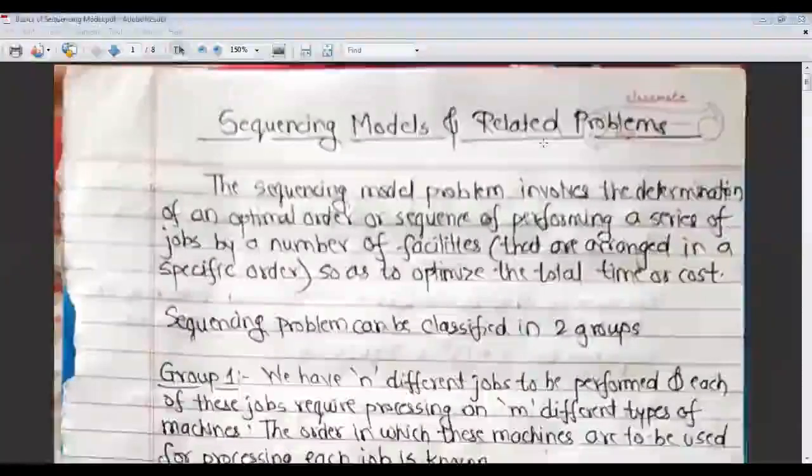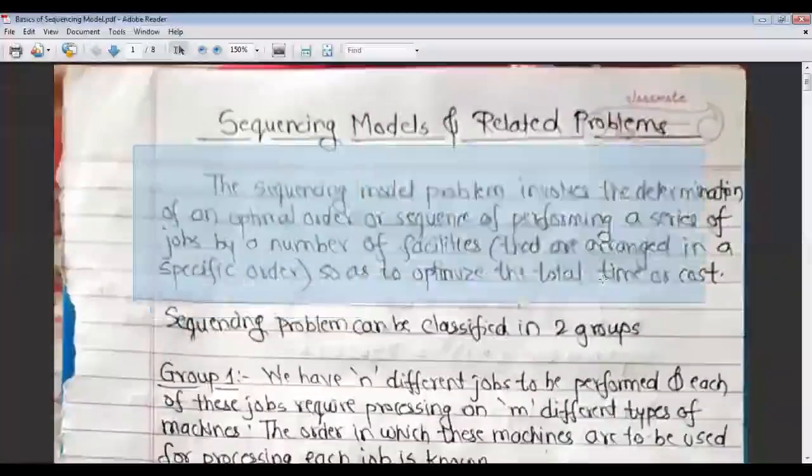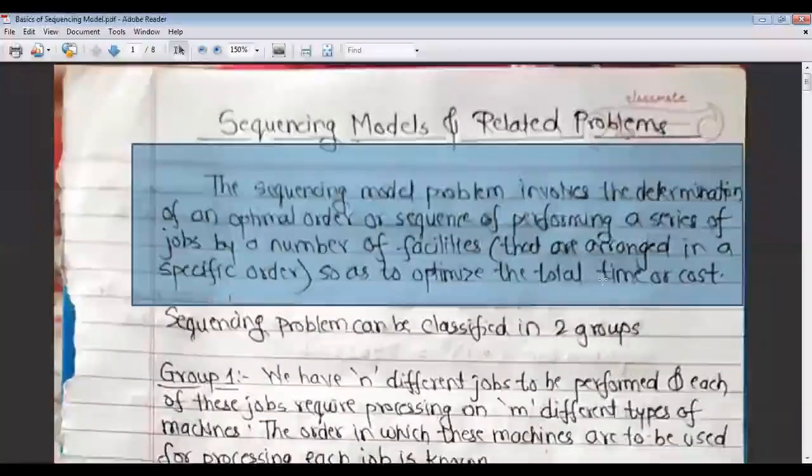So, sequencing models and related problems. What is sequencing? Sequencing model problems involve the determination of an optimal order or sequence of performing a series of jobs by a number of facilities that are arranged in a specific order so as to optimize the total time or cost.